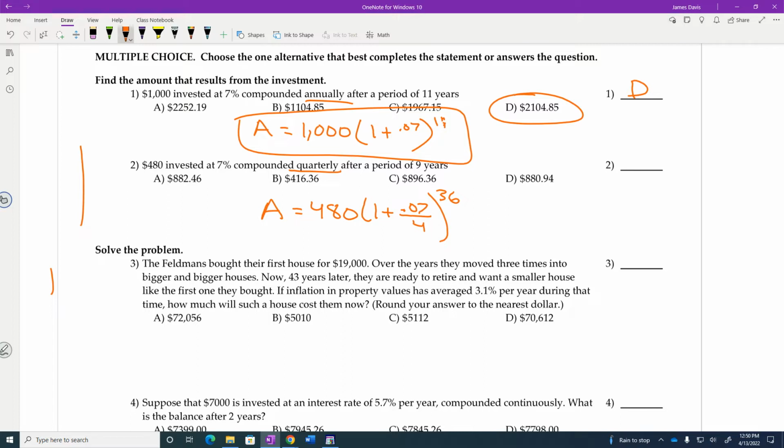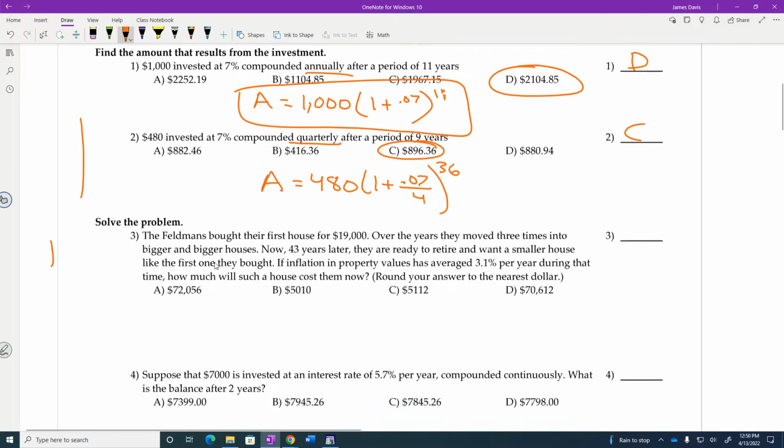Alright, so just plug it all in, and you should get C, 896.36. So is this all the work we have to show? For these, yeah, the first several are going to be pretty easy. That's all the work that there is. Yep, plug in the right stuff. The first 10 questions are going to be basically plugging in the right formula and then finding the answer.